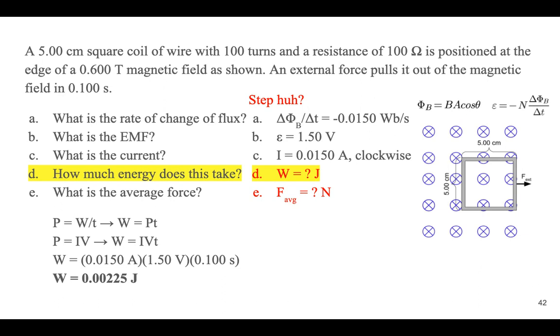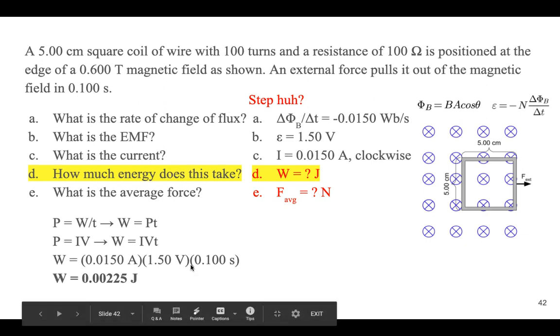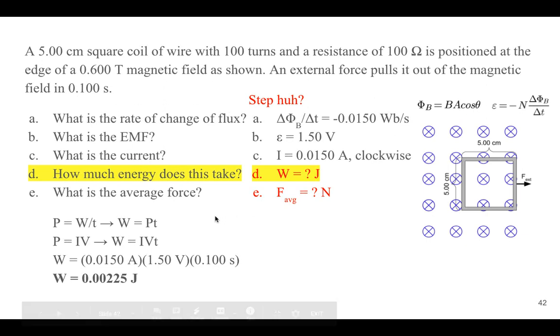So if work is power times time and power is current times voltage, then work must be equal to current times voltage times time. So take the answers we have so far, and remember that this whole thing is going to take 0.100 seconds. Do all that stuff together, and you'll end up with a work of 0.00225 joules. So not a whole lot of work. Joules being very tiny, and this just being about 0.002 of a joule.